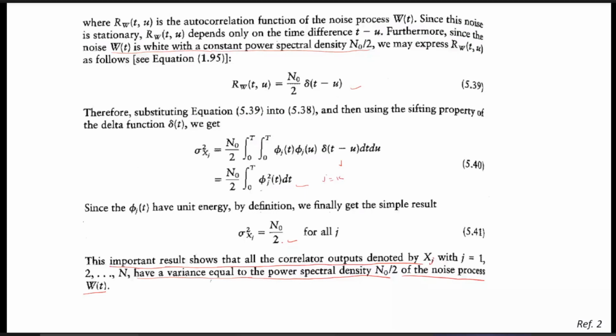Hence, if you have the correlator whose input is the random process xt, whose sample value is small xt, the output of this jth correlator is another random variable xj, whose mean we have calculated as Sij, and whose variance is nothing but the power spectral density of the white Gaussian noise, N0 by 2. Hence, from this we can define the conditional density function.